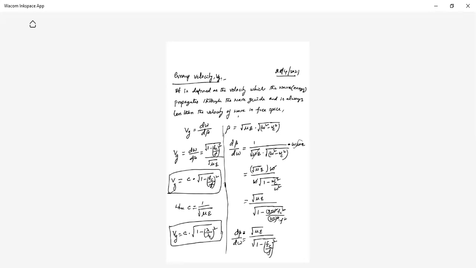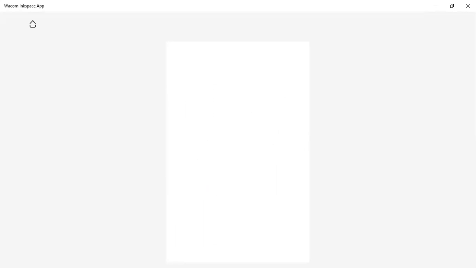So now Vg into Vp is equal to, what is Vg? Vg is C into root of 1 minus (Fc by F) square, and Vp is C by root of 1 minus (Fc by F) whole square. So these get cancelled, and Vg into Vp is equal to C square. So this is the relation: group velocity into phase velocity is equal to C square, right?